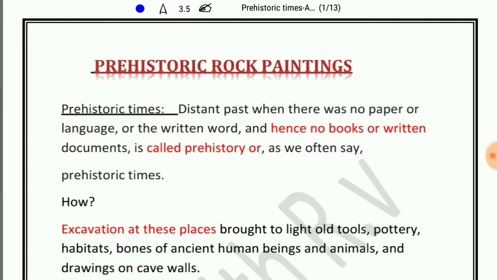So the first thing that comes to our mind is, what are prehistoric times? If we need to define the prehistoric times, these are the distant past when there was no paper or language or written word, and hence no books or written documents. That is, there is no history preserved anywhere in any form. This type of time is known as prehistoric times, where there is no documentation.